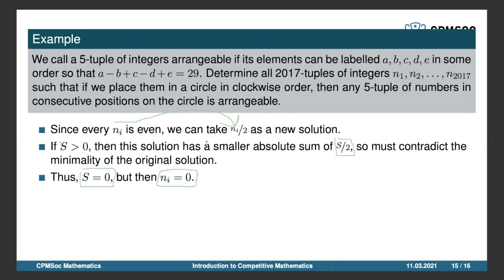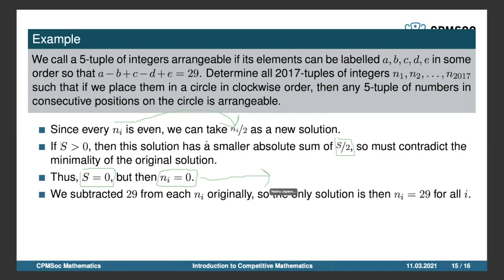And now remember that we subtracted 29 from the original circle of numbers, where we had a 29 here for the alternating sum and difference. But since we subtracted 29 at the start and we proved that all the subtracted numbers have to be 0, it means that in the original circle, all the numbers have to be 29.